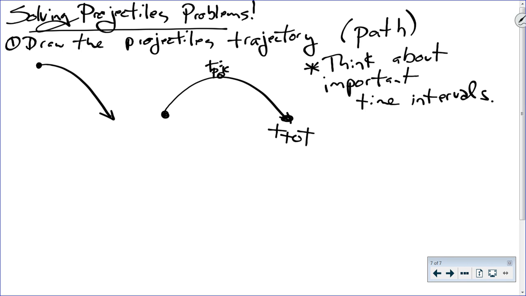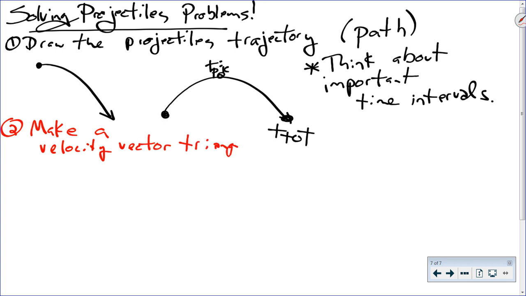Good? Okay, step 2. Make a velocity vector triangle for any important points along the path.